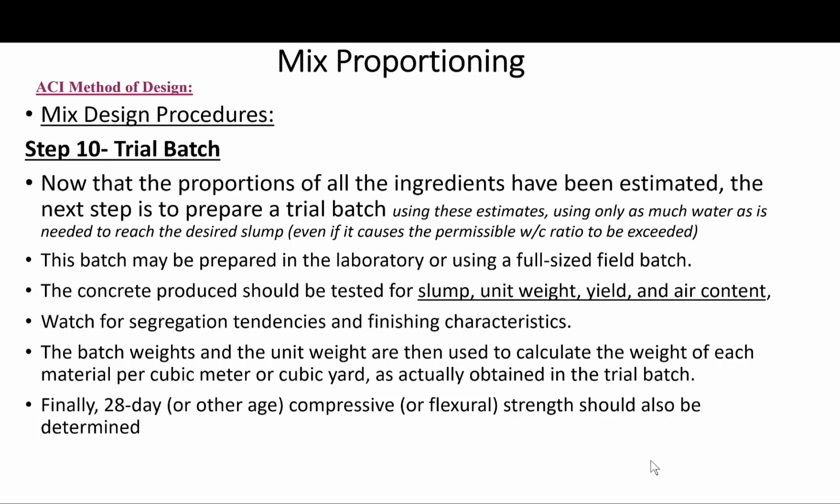Okay? The batch weights and the unit weights are then used to calculate the weight of each material per cubic meter or cubic yard, whichever system of units you are using, as actually obtained in the trial batch. And again, after we do the trial batch, the adjustments we make to the water cement ratio or to the weight of any other ingredients will be done based on the trial batch. Finally, the 28-day or any other age compressive strength or flexural strength, if required, should be determined. Okay. So basically, this is the process.